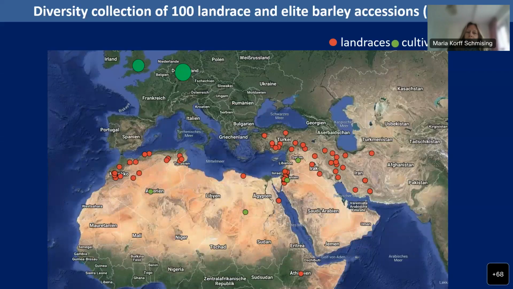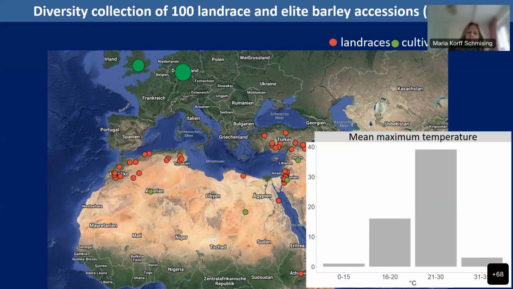Today I would just like to talk about a subset of this collection, about 100 genotypes. Most of them are landrace accessions from Northern Africa and the Middle East. Then we added a number of cultivars, in particular from Middle Europe and Northern Europe. The landrace collections we selected really come from areas with very high mean maximum temperatures, to see how they would respond to high ambient temperatures compared to our cultivars from Europe. We also genotyped this collection with a 50K SNP array.